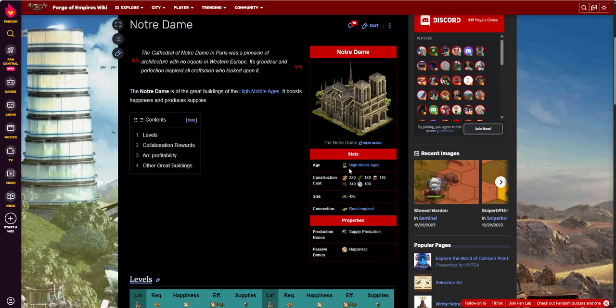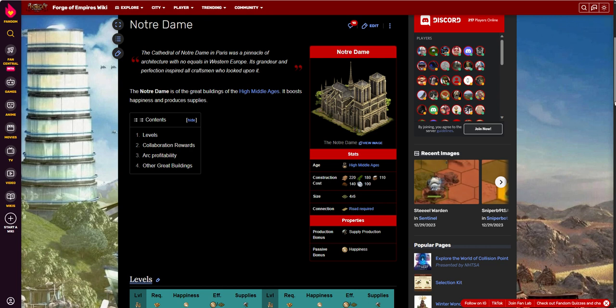Construction cost is high middle age. It's kind of expensive. Look at this: 220 brick, 180 rope, 110 salt, 140 dried herbs, and 100 glass. For that era, when you're working on building and expanding and doing all types of other stuff, that seems pretty pricey as far as a lot of materials for gaining some happiness and supply. I don't remember the details, but it may be more of a happiness play than a supply production play. 4x6, yeah, that's correct. So that's what I thought.